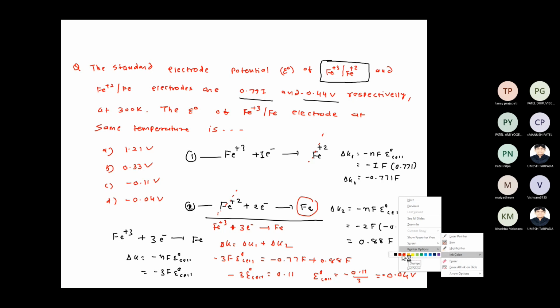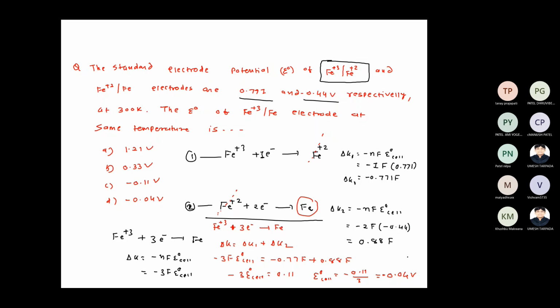Okay. Is it clear? This becomes your answer. So in this way you can calculate the E cell value. I think it is clear to all. Okay, so whatever problem is related to cell potential, we have completed.